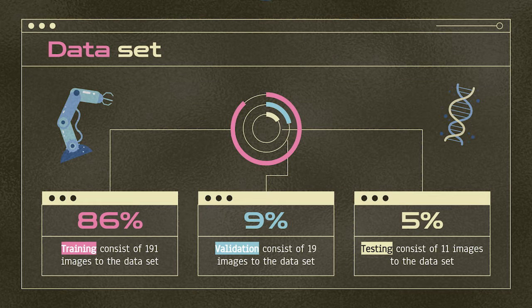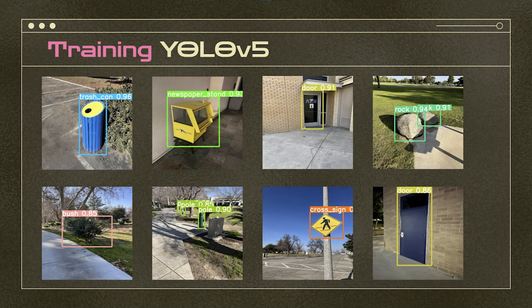After collecting all the data and completing the annotation phase, we divided our data set into three categories. 86% of the data set went to training, while 9% went to validation, and finally 5% went to testing. Here are some images of our data set after being trained with YOLO V5.